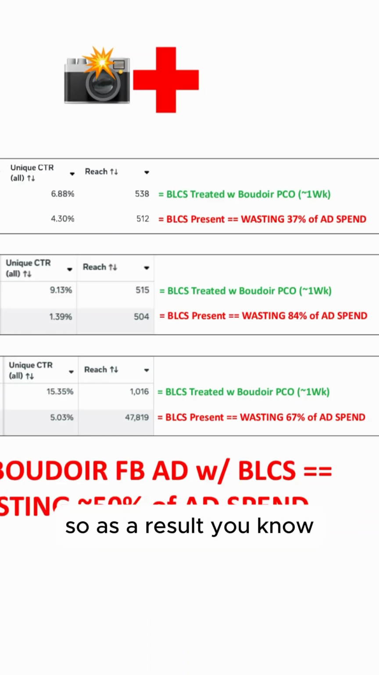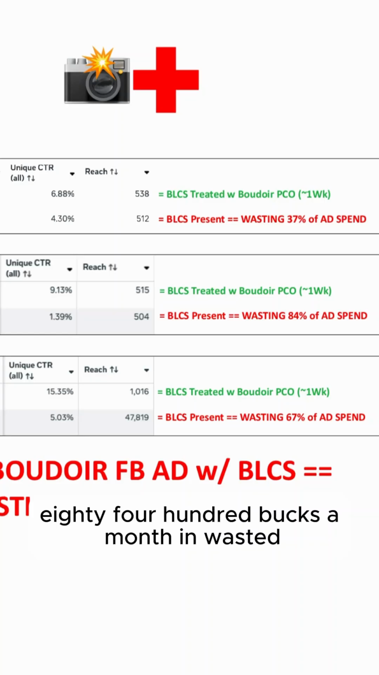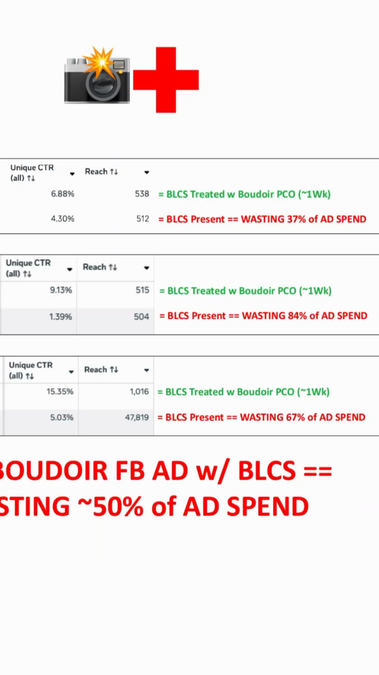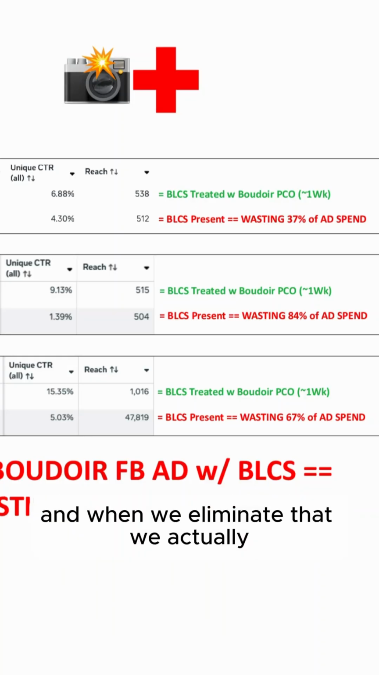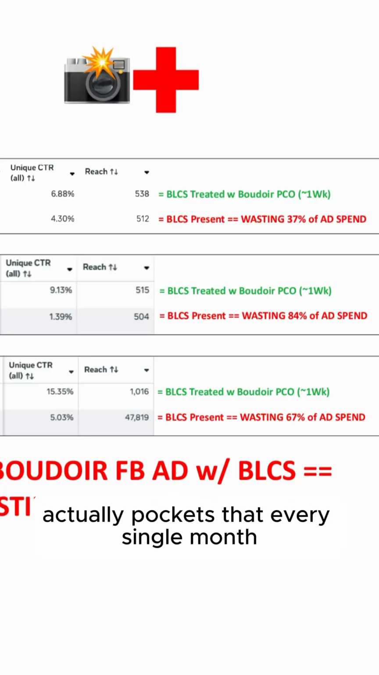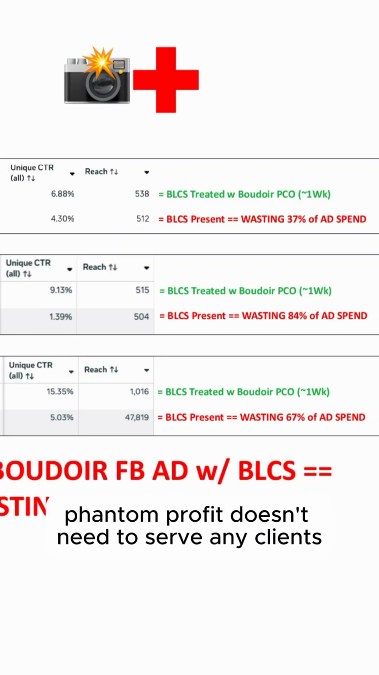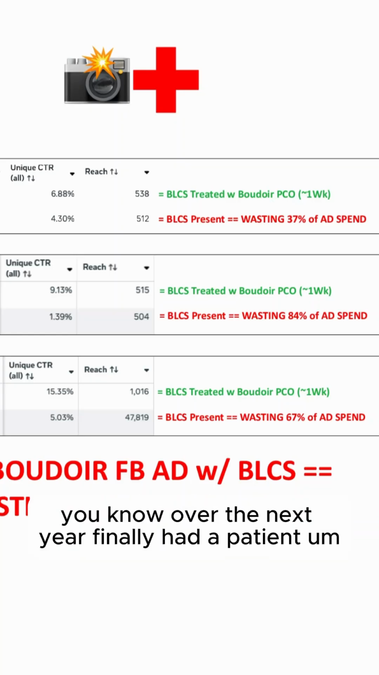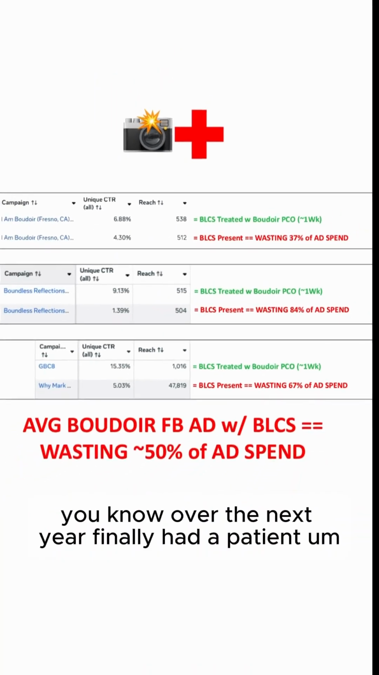So as a result, we're eliminating $8,400 a month in wasted Boudoir Facebook ad spend. And when we eliminate that, the business owner actually pockets that every single month, kind of like a phantom bonus, phantom profit, doesn't need to serve any clients, but literally $8,400 a month. That's like 100 grand over the next year.